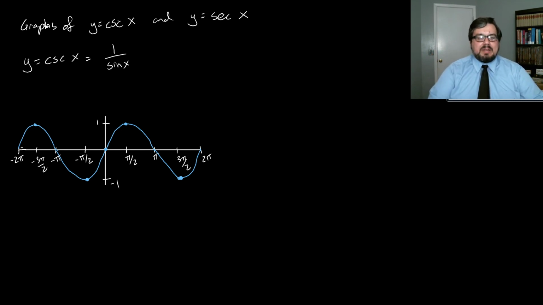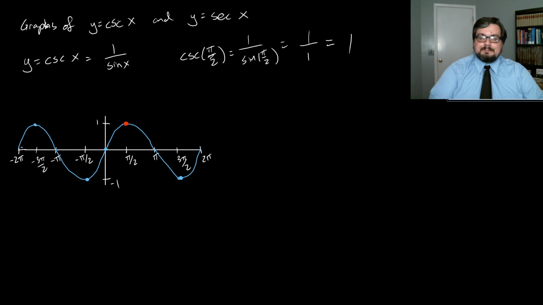So let's see what we can say about cosecant related to sine. First of all, notice that if sine is equal to 1, then cosecant will also be equal to 1. So for instance, cosecant of pi over 2 is equal to 1 over sine of pi over 2, and sine of pi over 2 is 1. So cosecant of pi over 2 is equal to 1. Similarly, cosecant of 3 pi over 2 is negative 1, because it's 1 over negative 1, what sine is, and so forth and so on.